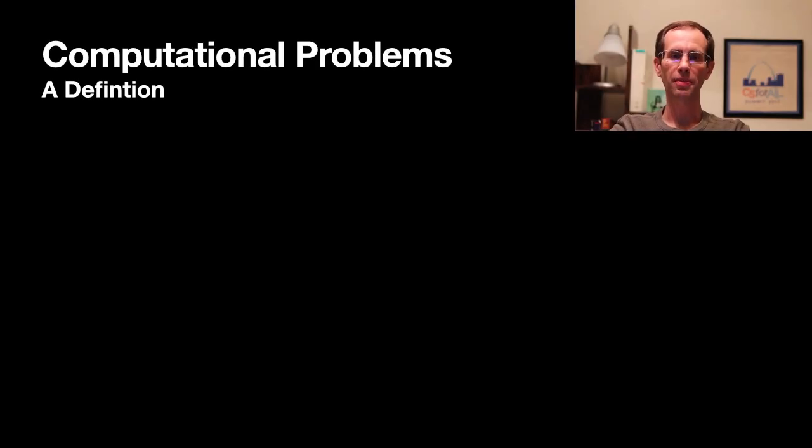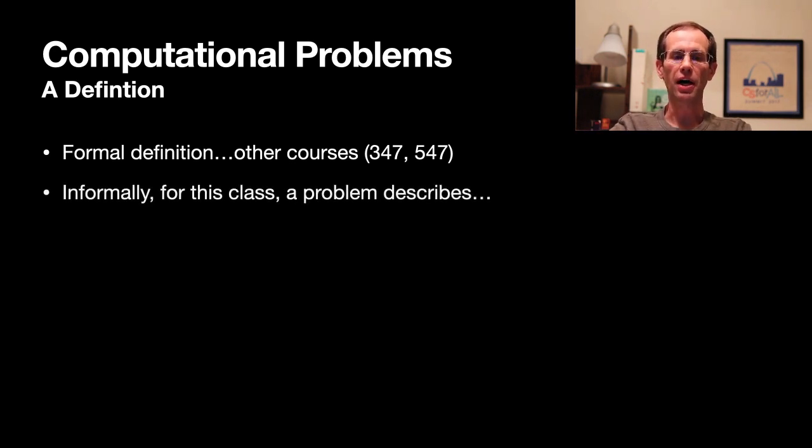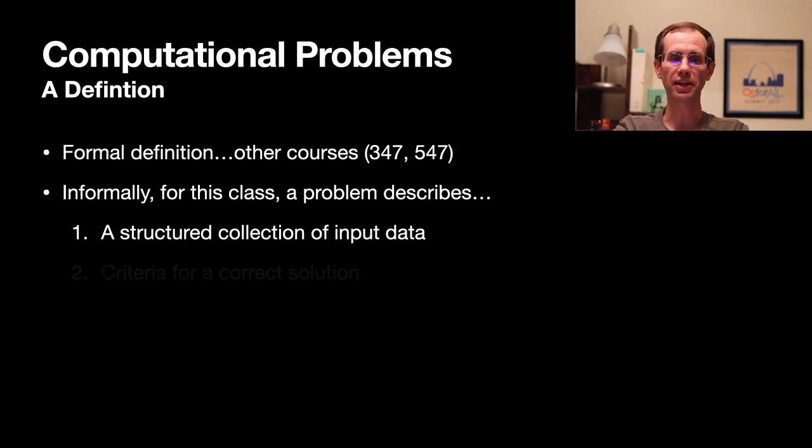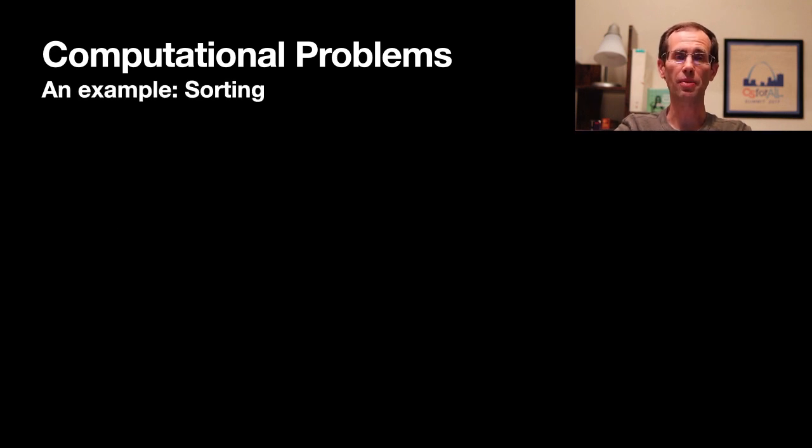Okay, so let's talk about computational problems and develop a definition for computational problems. We won't dwell on a formal definition. That'll be covered in other courses like 347 and 547. So informally, for our class, a computational problem describes a problem that has a structured collection of input data and criteria for correct solution.